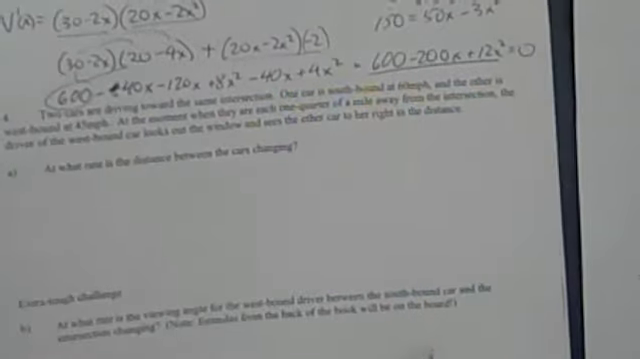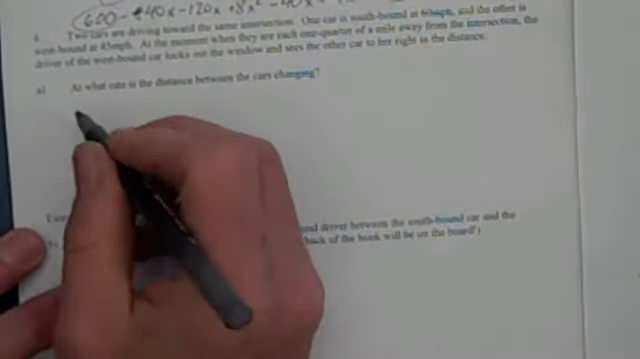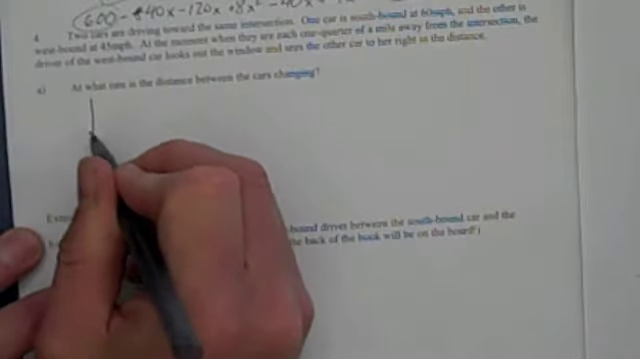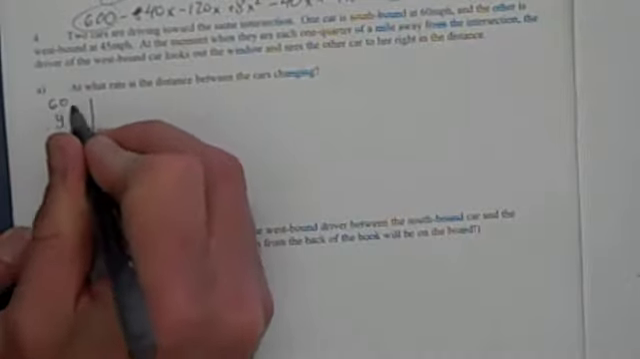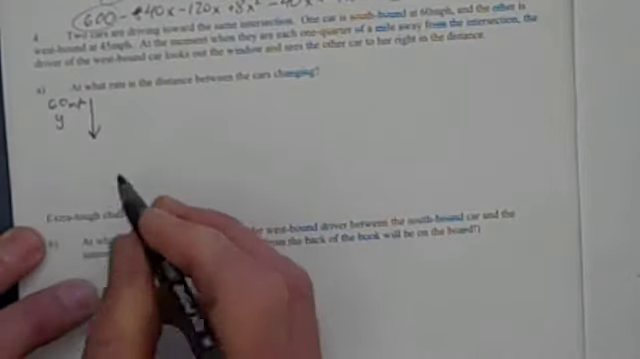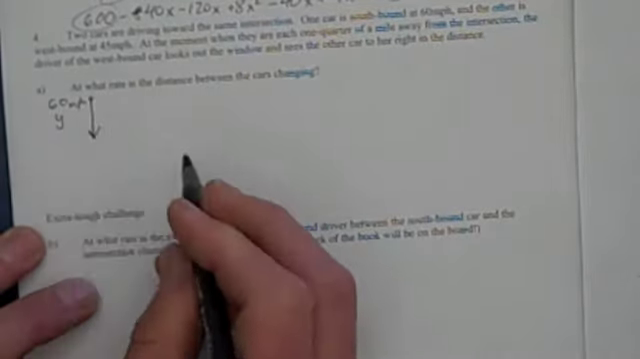Okay, so now we've got two cars that are speeding towards an intersection, and we want to find the rate of change of the distance between the two cars. So a good picture is always helpful. So one car is heading south, and that's in the y direction, and that's at 60 miles per hour. And it's worth noting the units, all right? That's miles per hour.